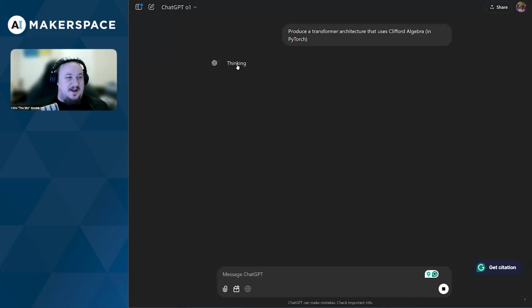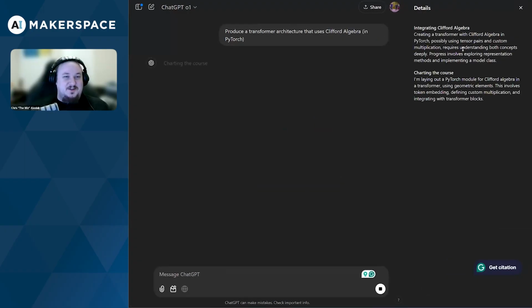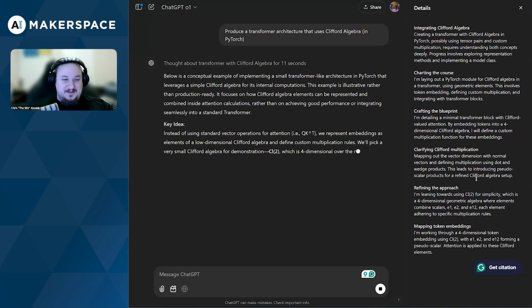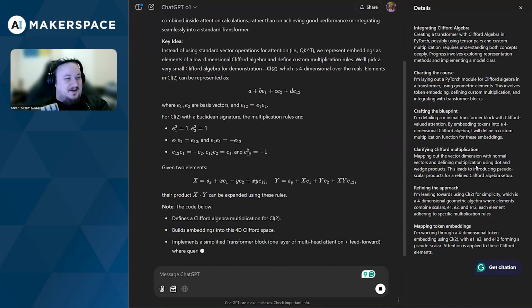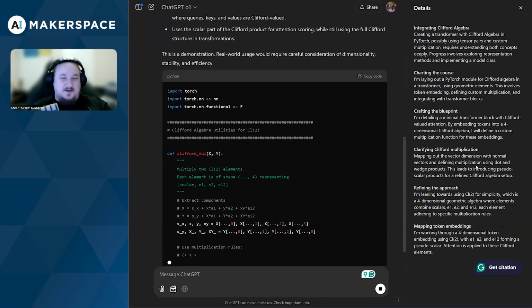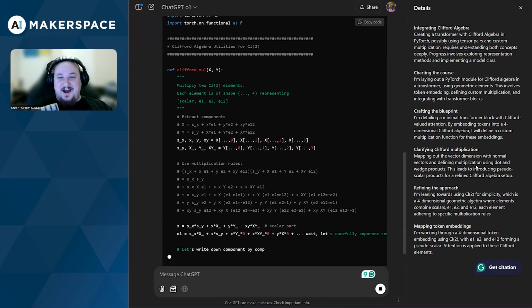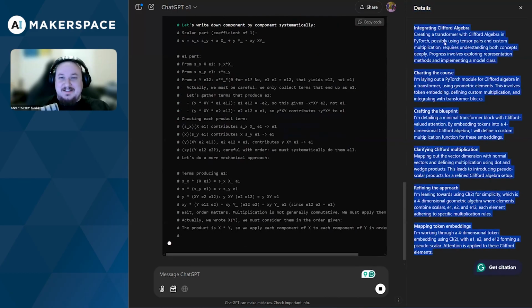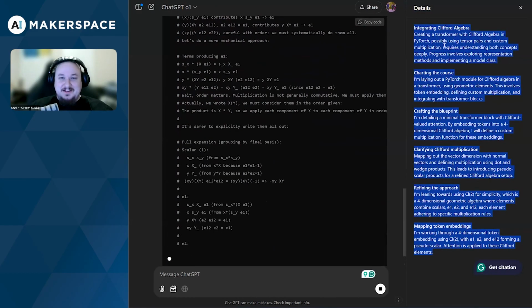I think this one's good. It might have to think a little bit longer. Integrating Clifford algebra, charting the course, creating the blueprint, clarifying Clifford multiplication, refining the approach, mapping token embeddings. All right, I don't know anything about this, so it's up to you to determine if this is correct or not. But this is the part it's good at, right? Like this is a reason about it.